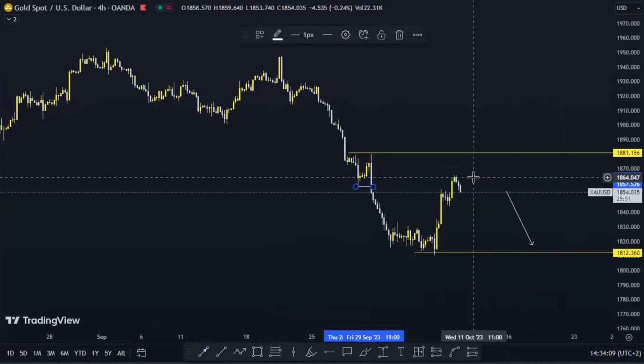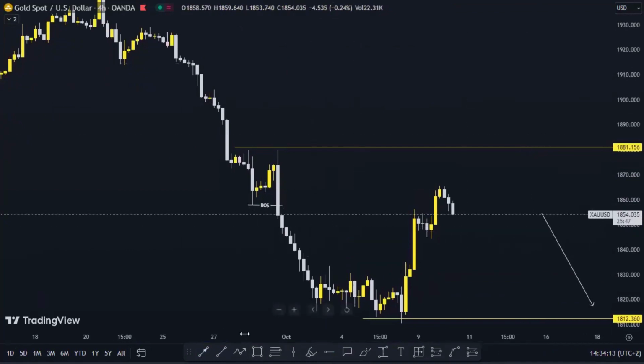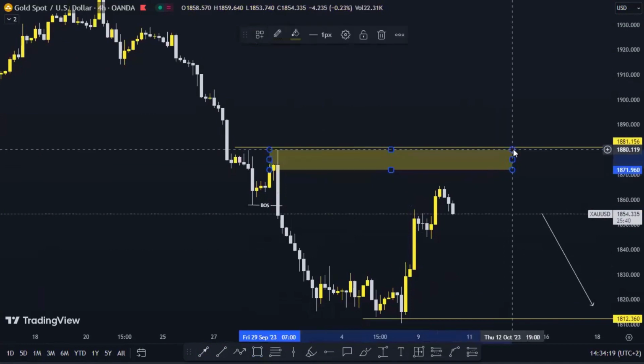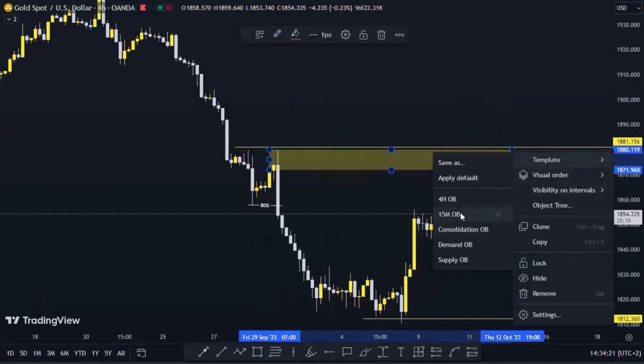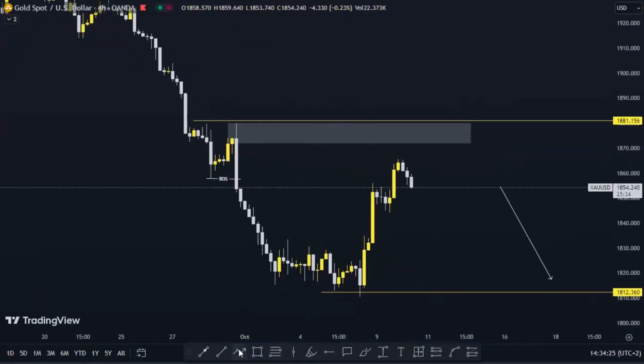Let's put a template and zoom in a bit. So we're expecting selling opportunities based on the higher time frame structure. Now, this is the area of supply that is responsible for that breakout structure on the left hand side. So what do we anticipate here?